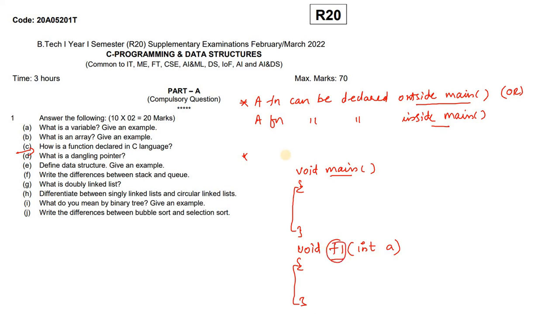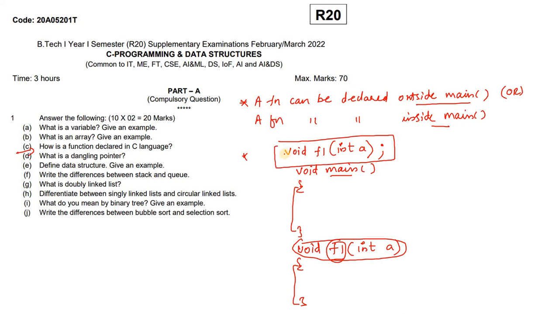Before the main function, you can write here. The first option is that before the main function, you just write all this header: void f1 of int a, and keep the semicolon. This is called a function declaration. Or else you can write the same statement inside the main function also.